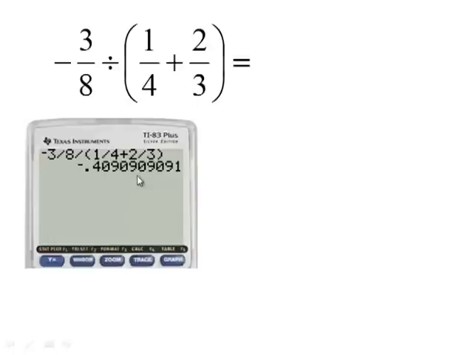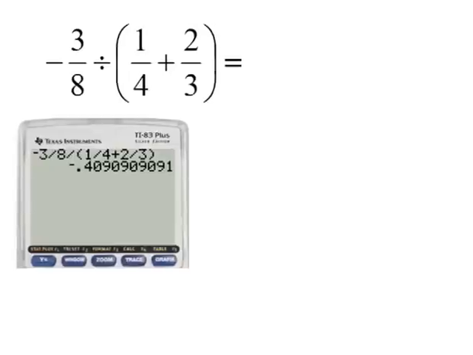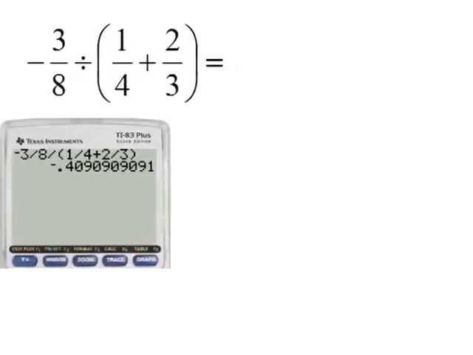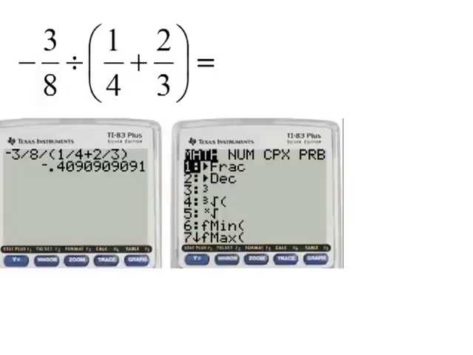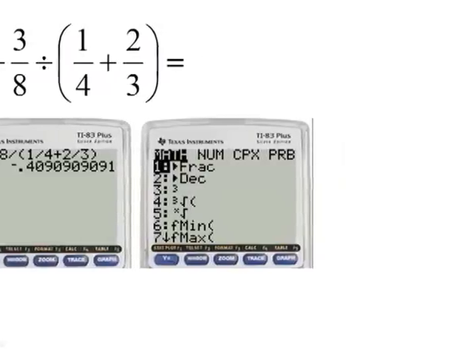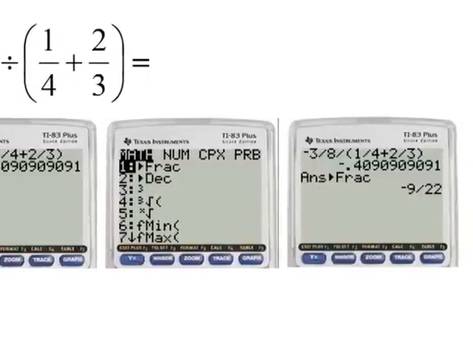0.4090909. Now there is a feature on the calculator that will allow us to take an answer and change it to fraction form. You hit your math key, and then the very first one. This means to take the answer and change it to a fraction. So you hit enter, and it will take your answer and change it to a fraction, and we have negative 9 divided by 22.